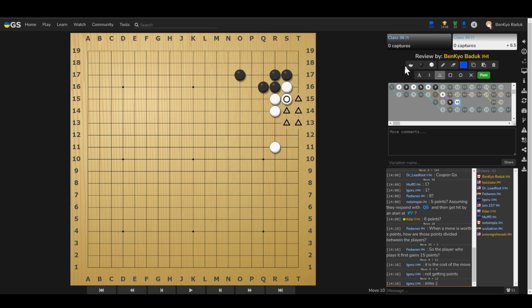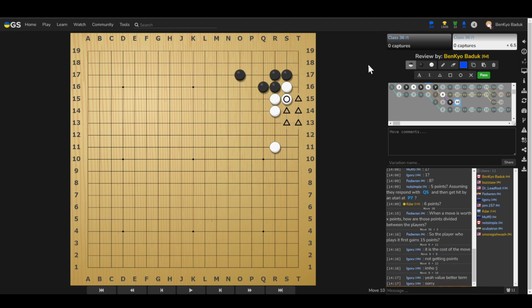Cost of the move? No, it's the value of the move. The cost of the move is, depending on what that means, like, what did you give to the opponent in order to get it?